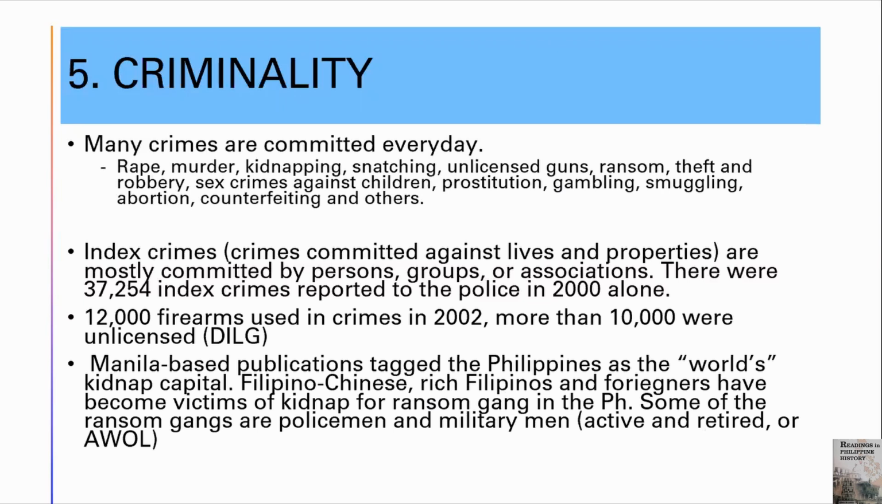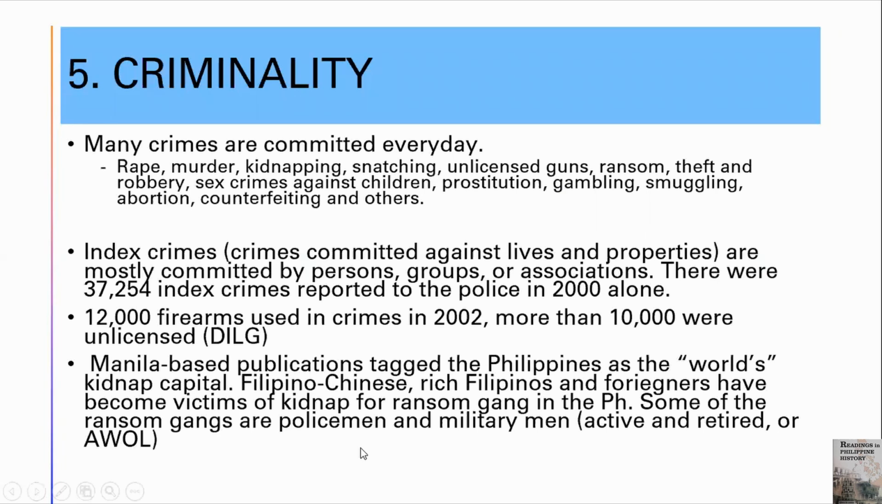Some of the ransom gangs are policemen and military men, active and retired, or AWOL, absent without official leave, because they already have the skill and the ability. So they are mostly the ones doing the kidnap-for-ransom activities.